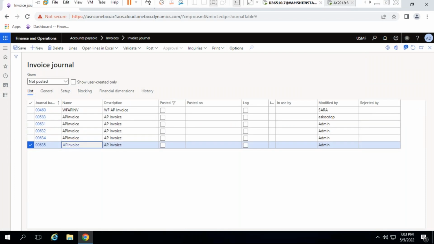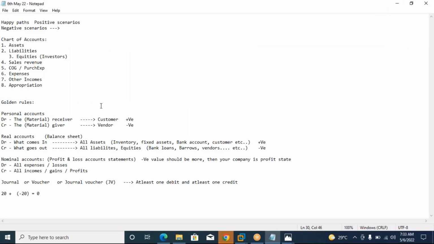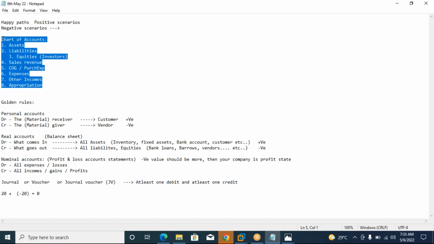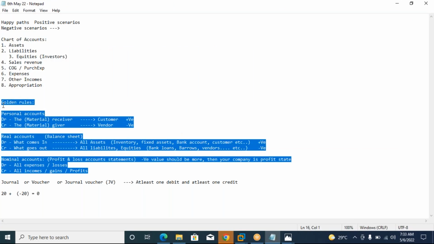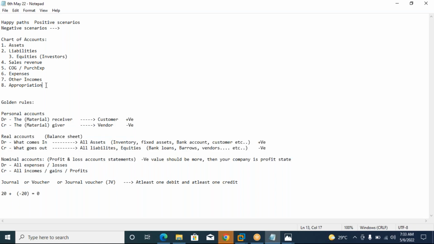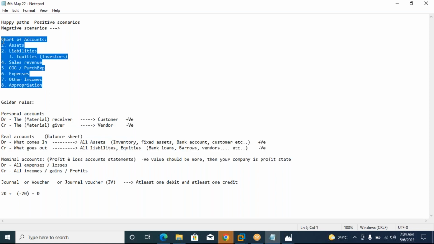Clear? Now let me go back to our notepad. Chart of accounts. Here in the golden rules, these are rules. Rule means whether you are in India, USA, Canada, UK, or Australia, rule is rule. You cannot skip it. Whereas this one is best practices.